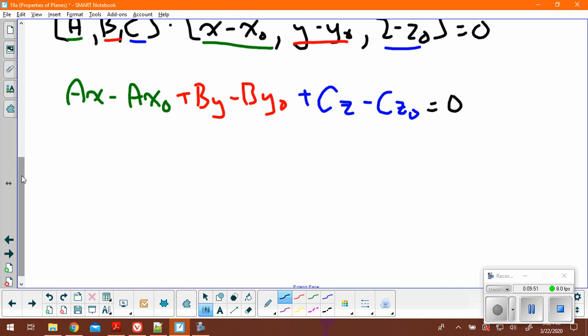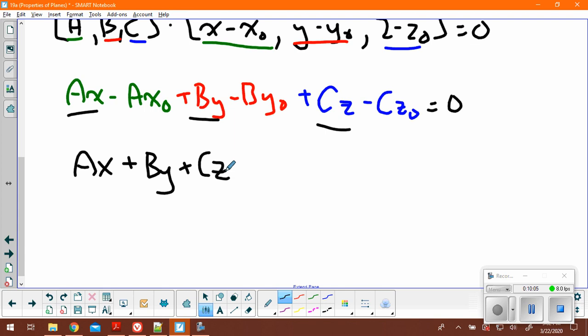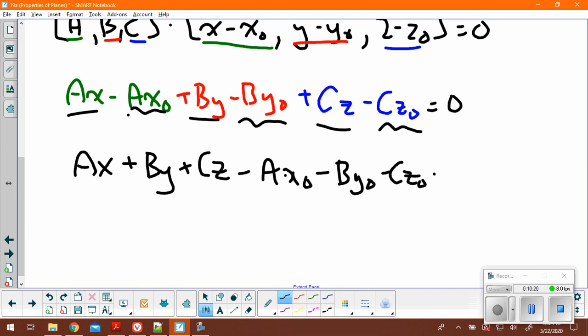I'm now going to collect some things here so we'll recognize the pieces we need. There's my ax, by, and cz: ax plus by plus cz. And then I have these three other pieces: minus ax naught, minus by naught, minus cz naught. So that mostly looks like our scalar equation.